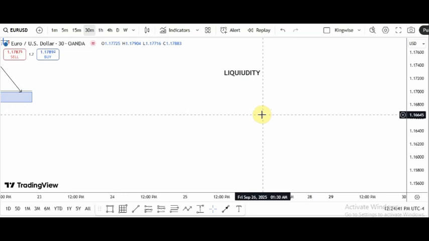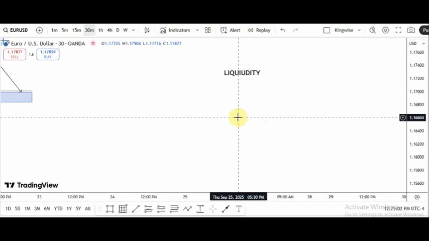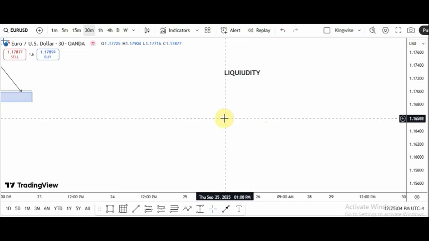So at the end of this teaching, it is expected for you to have an understanding of what liquidity really is, and also understand what the big banks do, how they use liquidity to trap the retail traders, and then also have a proper understanding of how to utilize the knowledge of liquidity to maximize profit in the market. So these are the things I expect you at the end of this video to understand.